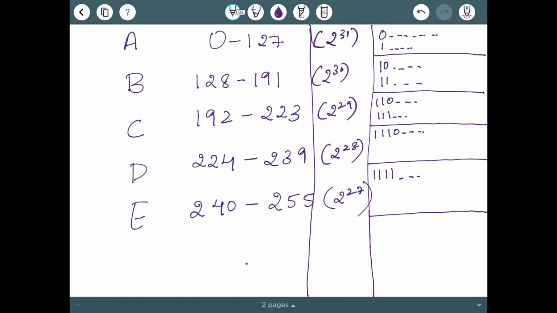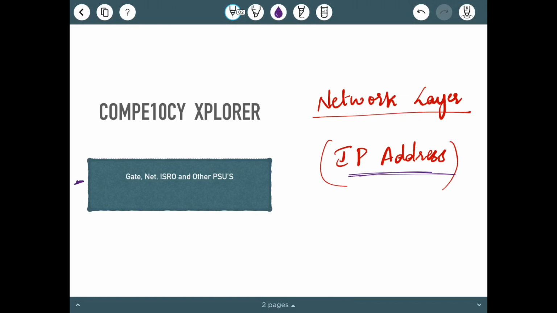Before discussing the classes, I'd like to discuss something else about IP addresses. Why is the IP address important? See, consider you are the host, and there is a process running here, and this is the Google server, or any server for that matter.